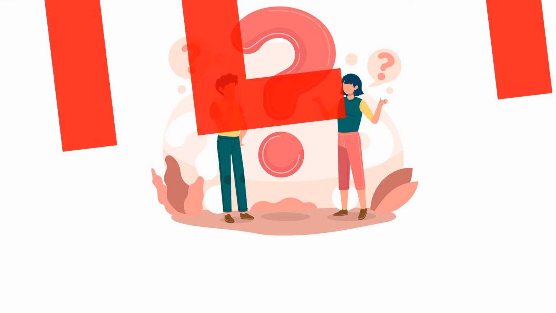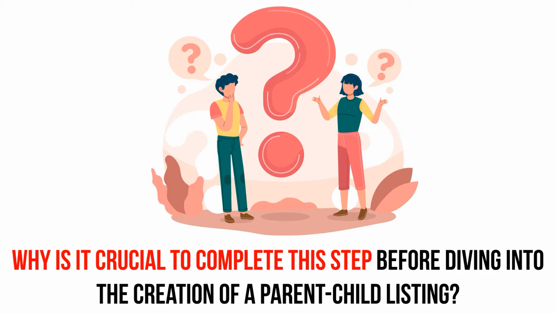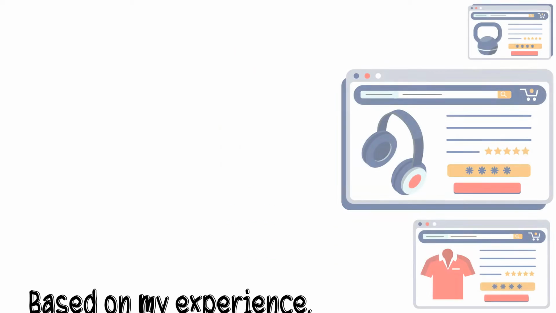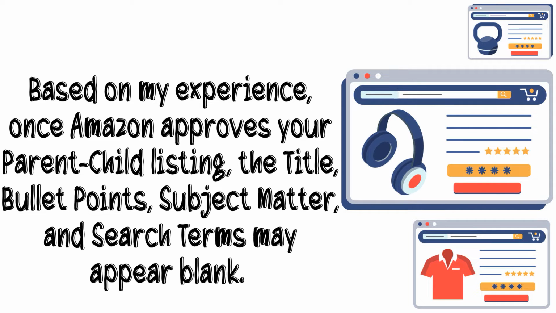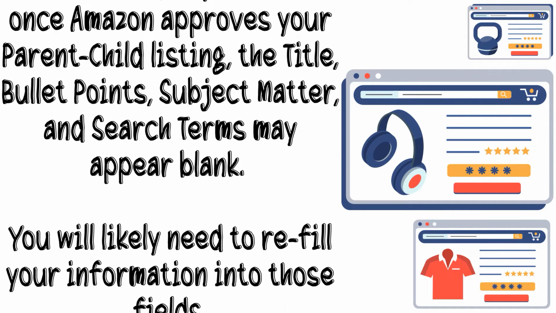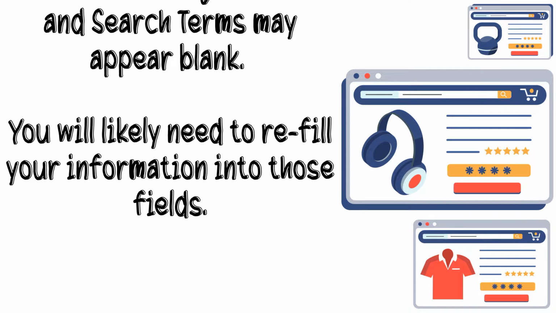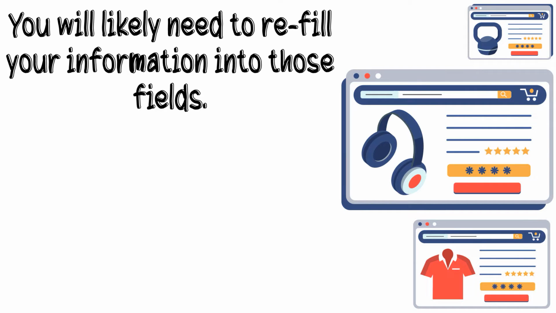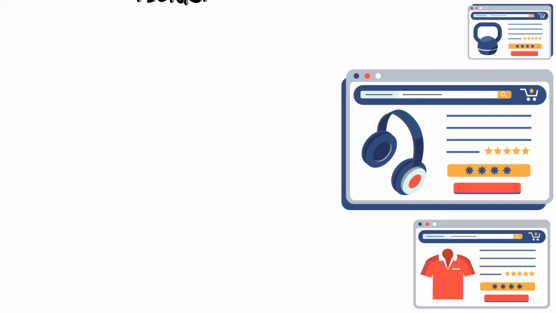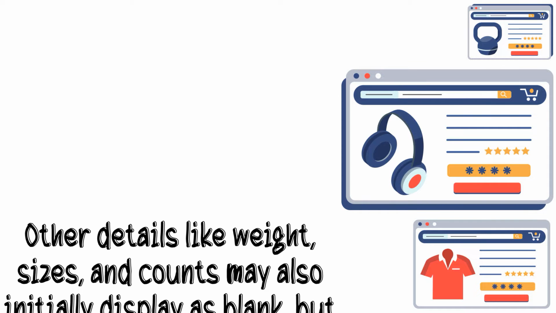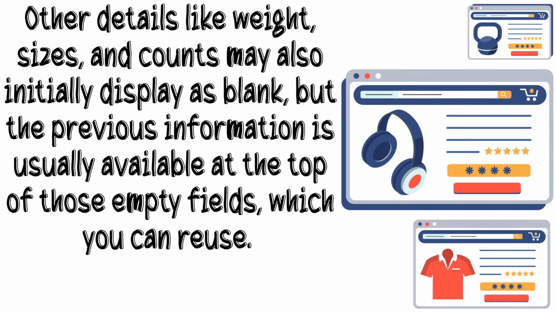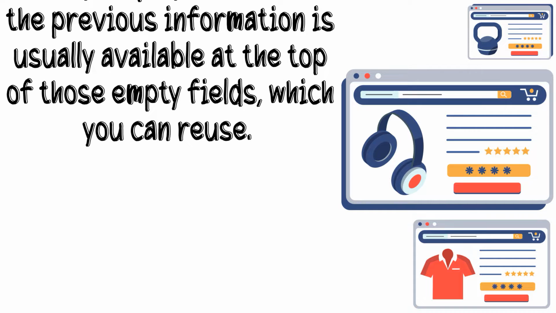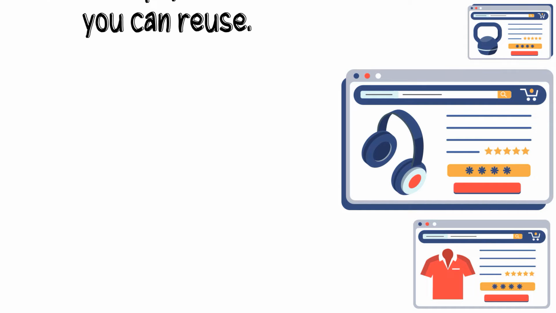Important. Why is it crucial to complete this step before diving into the creation of a parent-child listing? Based on my experience, once Amazon approves your parent-child listing, the title, bullet points, subject matter, and search terms may appear blank. You will likely need to refill your information into those fields. Other details like weight, sizes, and counts may also initially display as blank, but the previous information is usually available at the top of those empty fields, which you can reuse.